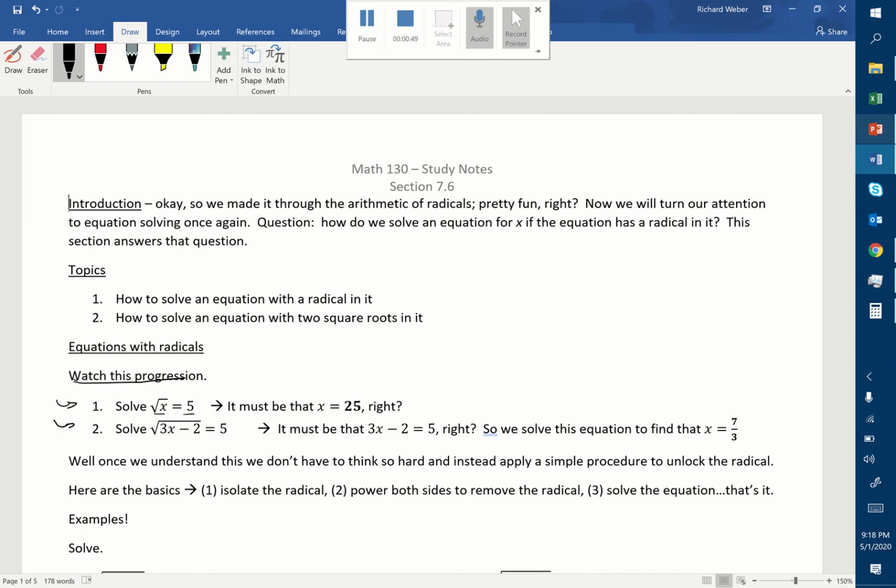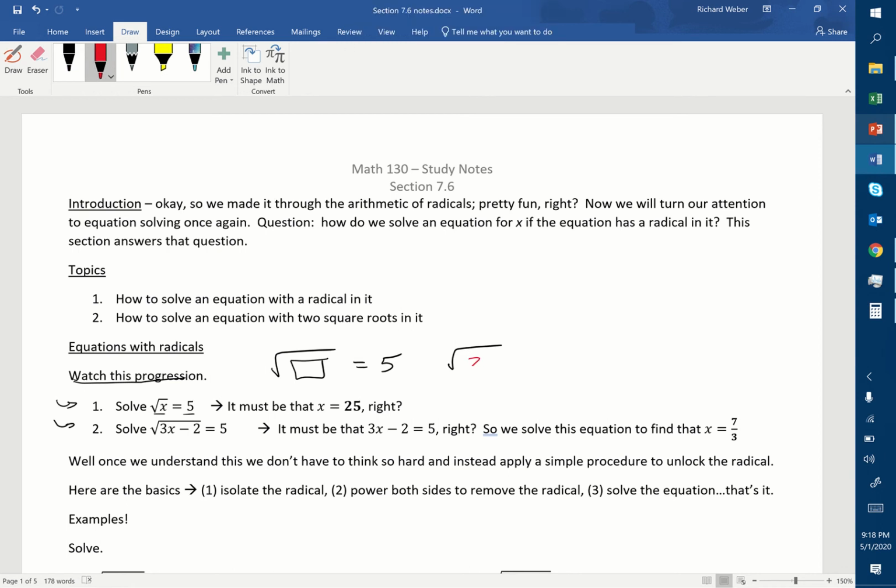Okay, so the question is, what goes here in order to get 5? And what we know is, well, the square root of 25 is equal to 5, right? And that's what's happening here. So we just realized, oh, okay, yeah. But you don't want to think too... Watch this next one before I start saying that.